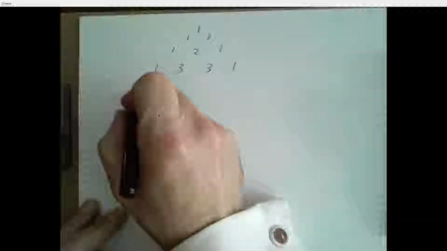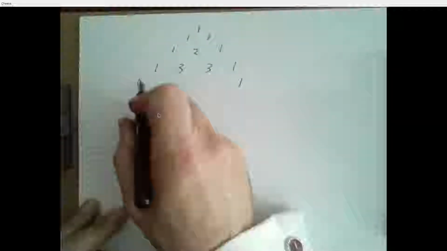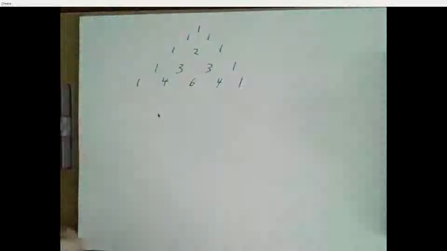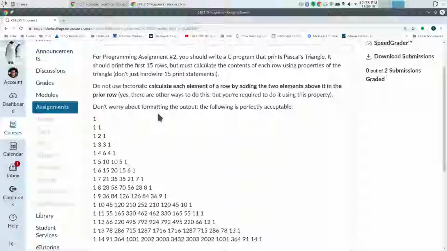Use this property that each row starts and ends with a 1, and every number in between is the sum of the numbers above it. It gives you some practice thinking about indices on arrays, how you get to the two numbers above you, and copying arrays and things like that. But it's not too bad if you go at it with this approach. You don't need to format it so it actually looks like a triangle that's symmetric. You can start everything on the left if you like. That's perfectly fine.